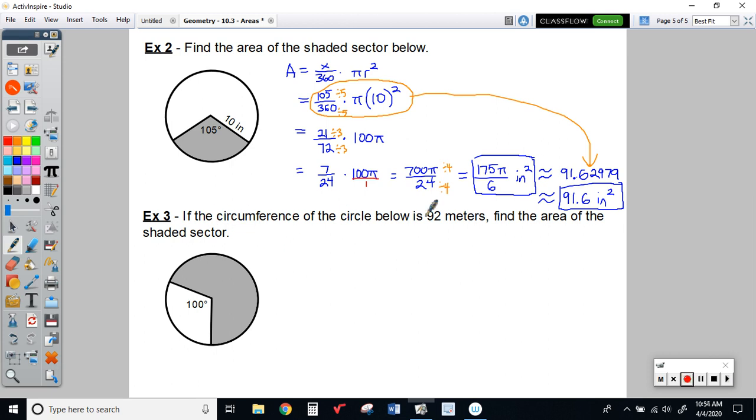If the circumference of the circle now below this circle here is 92 meters, find the area of the shaded sector. So they tell us what the circumference is. We should know that the circumference formula is either pi d or 2 pi r, since 2 radii make up 1 diameter. So now I'm finding the area eventually, so I'm going to want the radius eventually. So I'm going to use the 2 pi r formula version for circumference, and then plug in what I know and figure out what I don't.